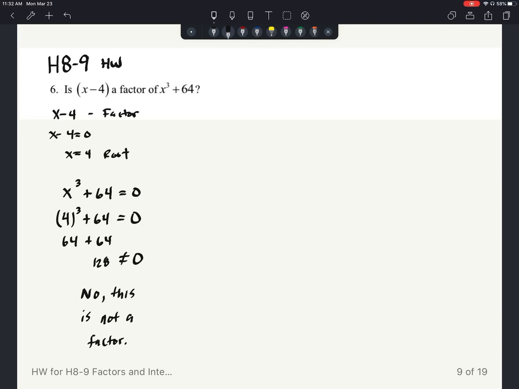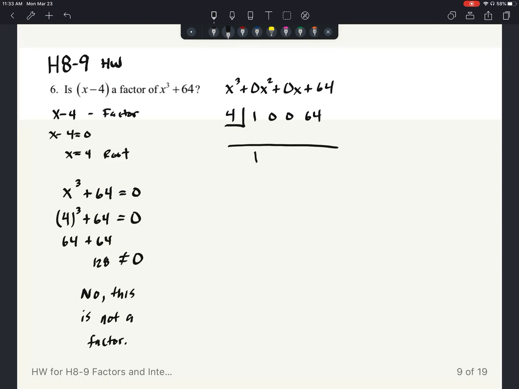Now, a second way to do it, remember, is that if it is a factor, when you divide there won't be any remainder. So I could set this up using synthetic division. x to the third is going to have a plus 0x squared plus a 0x in between that we don't see, plus 64. So when I write my root value in and write out my coefficients, I should have 1, 0, 0, 64. And remember, if we divide and get a remainder of 0, it is a factor. If we don't get a 0 as a remainder, then it is not a factor.